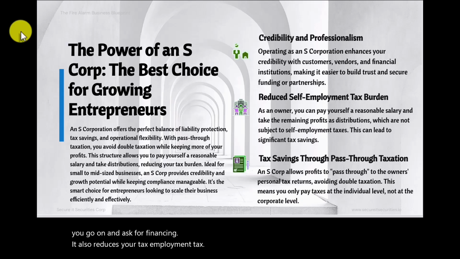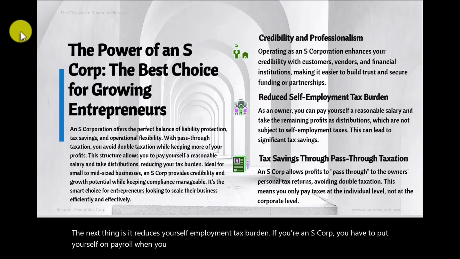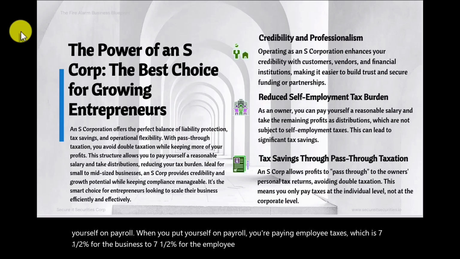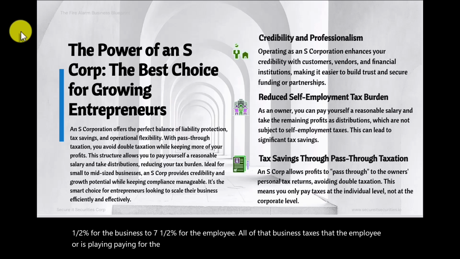The next thing is it reduces your self-employment tax burden. If you're an S Corp, you have to put yourself on payroll. When you're putting yourself on payroll, you're paying employee taxes, which is 7.5% for the business and 7.5% for the employee. All of that business tax that the employer is paying for the employee, you can actually write that off.